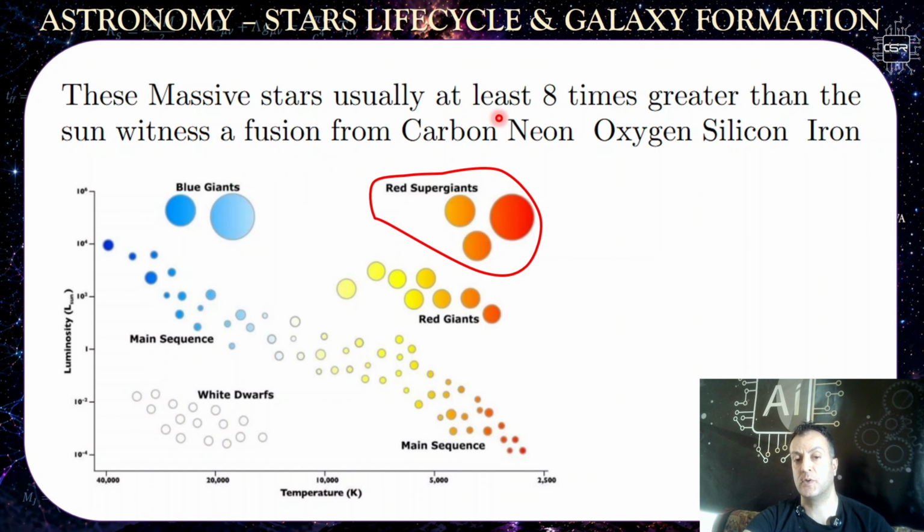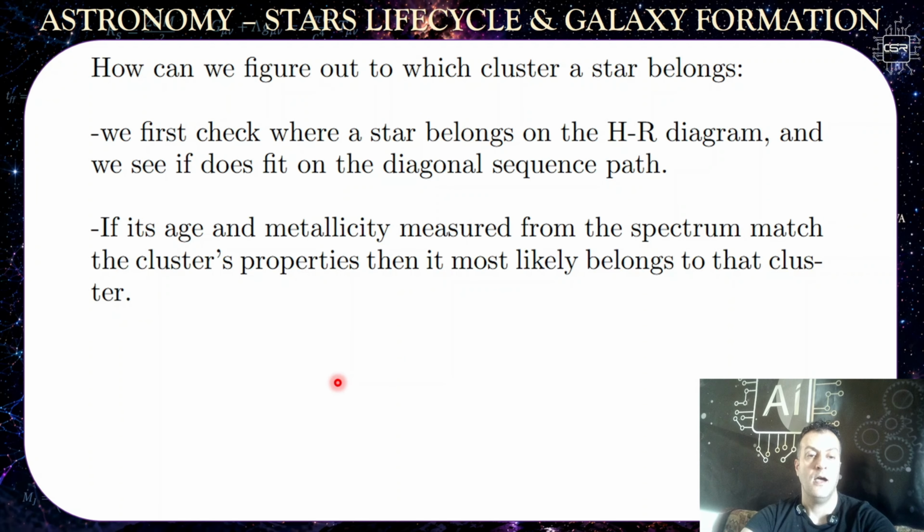These massive stars, usually at least 8 times greater than the Sun, witness a fusion from carbon, neon, oxygen, silicon, and iron. How can we figure out to which cluster a star belongs? We first check where a star belongs on the HR diagram, and we see if it does fit on the diagonal main sequence path. If its age and metallicity, so how much metal there is, measured from the spectrum match the cluster's properties, then it most likely belongs to that cluster.